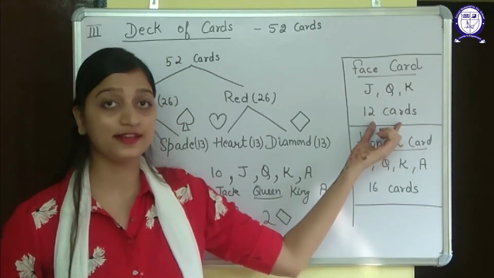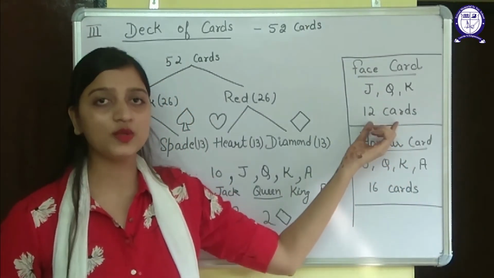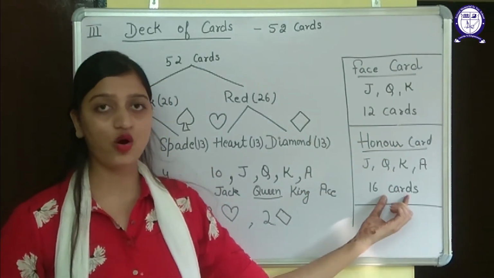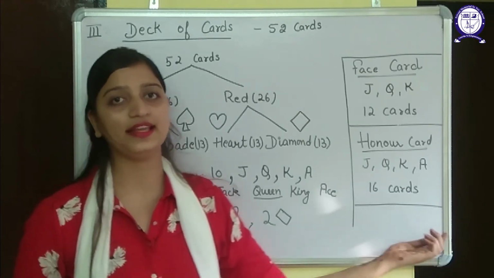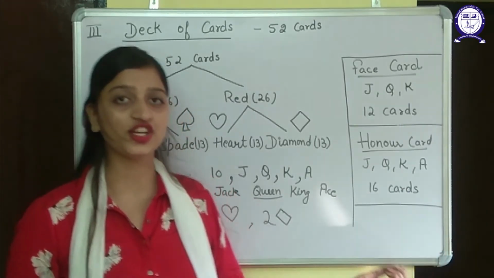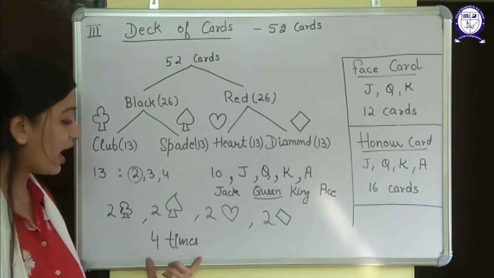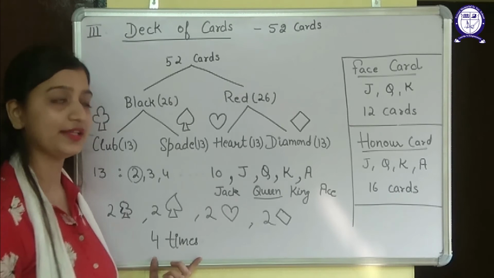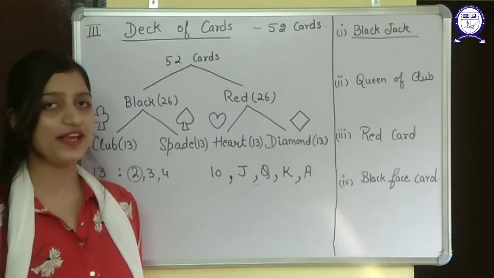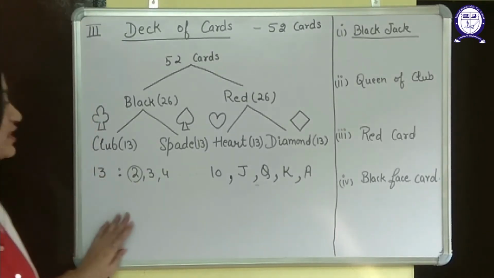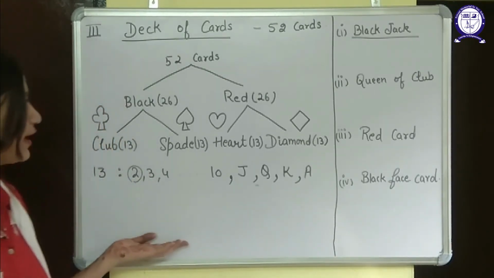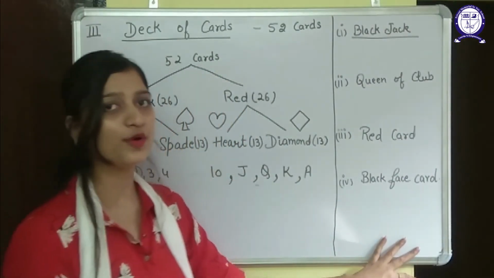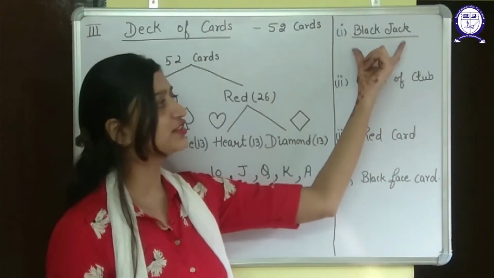So there will be 6 red face cards. There are a total of 12 face cards, 6 are red, 6 are black. Similarly, total 16 honor cards, but 8 are red and 8 are black. Each card is like this. If I have every card 4 times, 2 times it's black and 2 times it's red. Now let's take an example based on the deck of cards. Now this is the flowchart I made for the deck of cards, and these are the 4 questions I need to do. That is, what is the probability of getting a black jack?